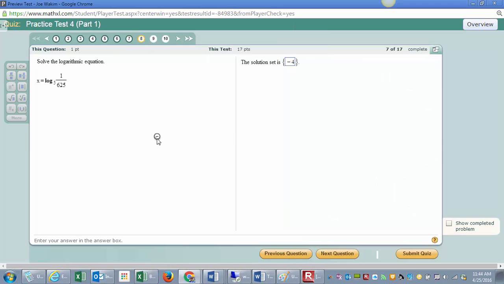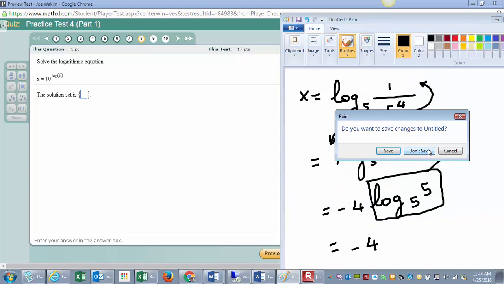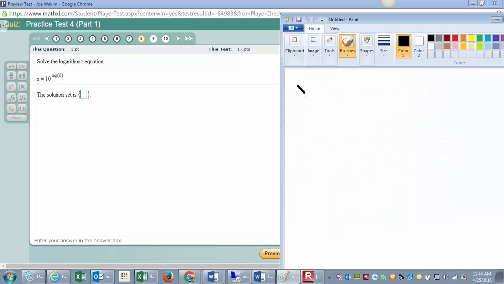Let's try 8. 10 to the power log 6 x equals, so let's try this one. So here we have x equals 10 to the power log of 6. So let's try to change this. Now this looks like an exponential. If we change it to log using the same property, let me write it down here.